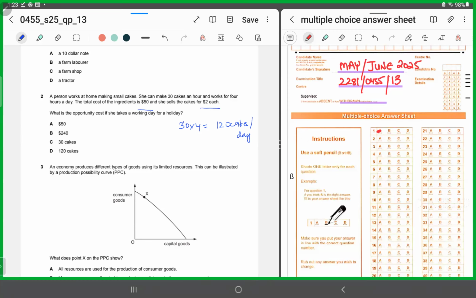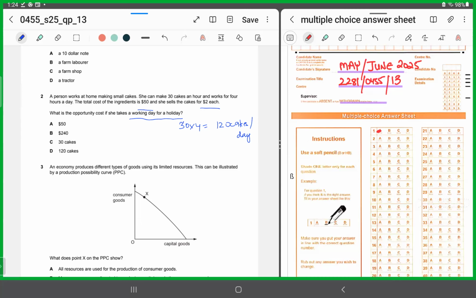Now they're saying, what is the opportunity cost if she takes a working day for a holiday? So instead of working, if she goes on a holiday, what was the opportunity cost? Now recall, opportunity cost is the cost of the best alternative foregone. If she decides to take a day off, what would she be foregoing? The cake she could have been producing. It has got nothing to do with the earnings because we don't know how many cakes she would be selling. Neither are we familiar with the earnings.